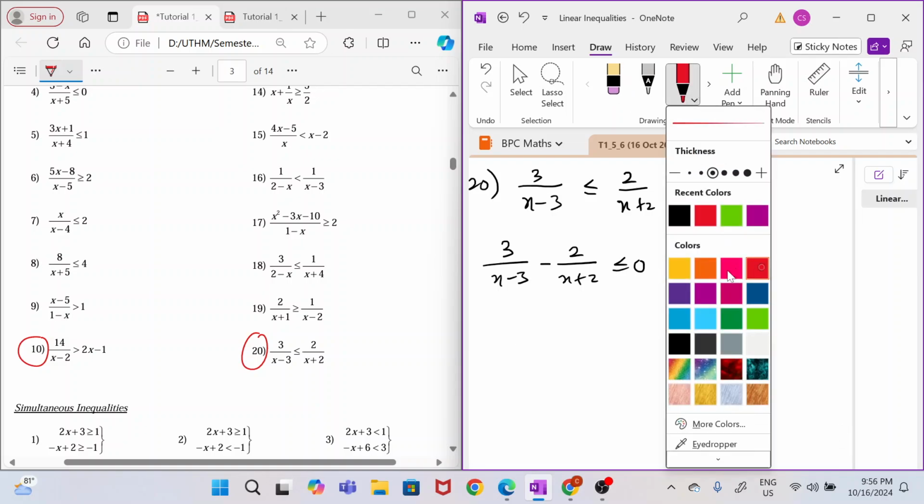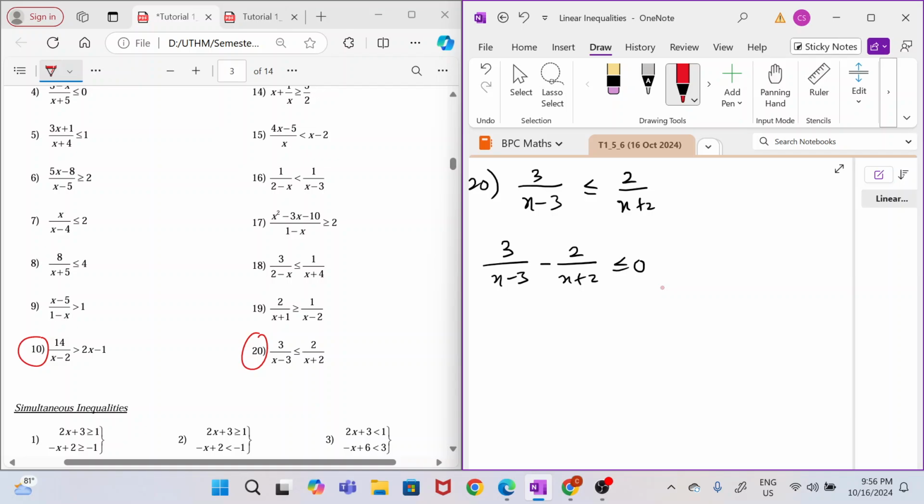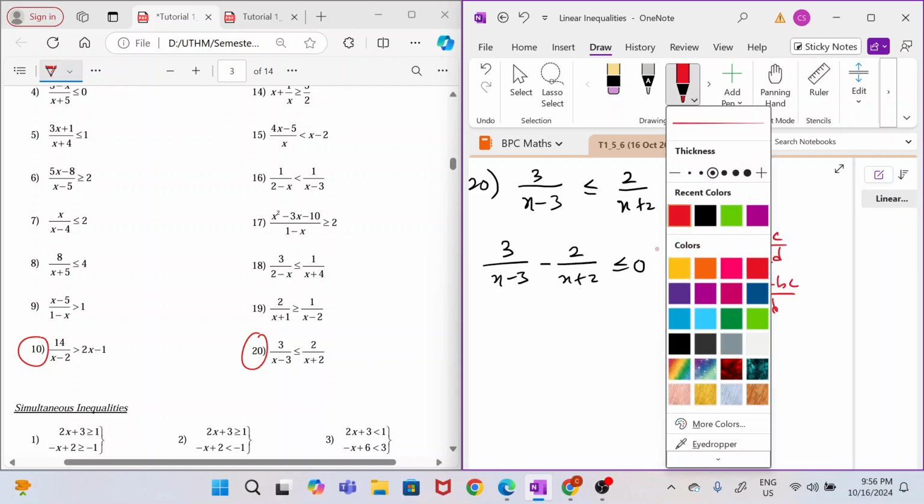As I told you, this is a kind of fraction. If you have a fraction like a over b plus or minus, I put a minus here anyway, how do you make it one fraction? Times here. This is how you make it one fraction. I'm going to do the same thing.